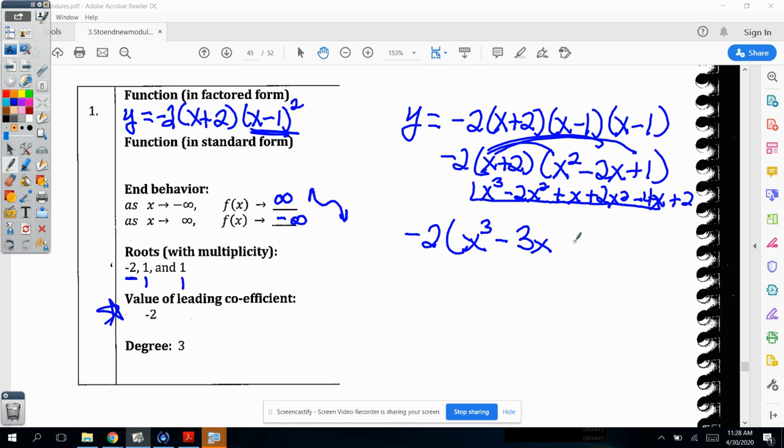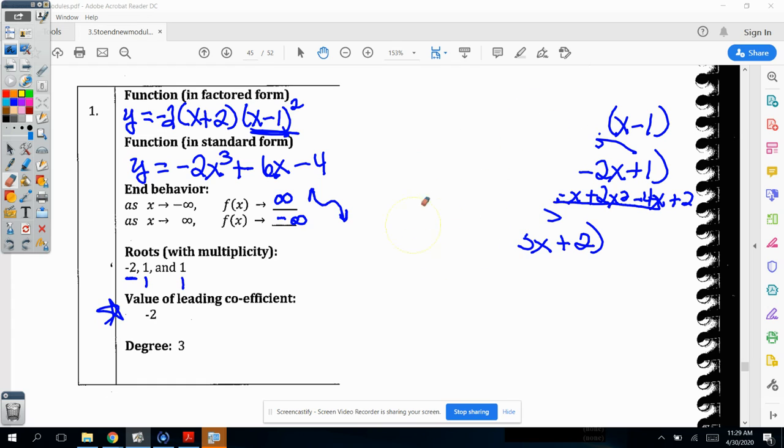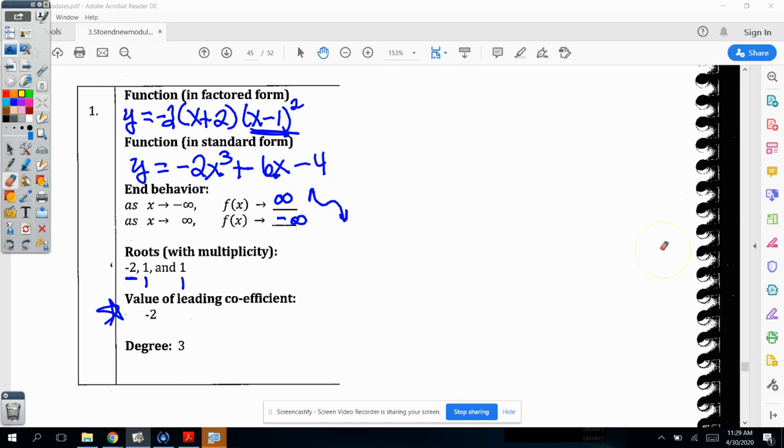Just double checking my work. I don't want to make a mistake and you guys not be able to tell me. Distribute that through to get standard form completely. So I get y equals -2x cubed plus 6x minus 4. Don't forget, standard form is good for telling us that y-intercept. So that y-intercept is going to be at -4, which might help me graph it.